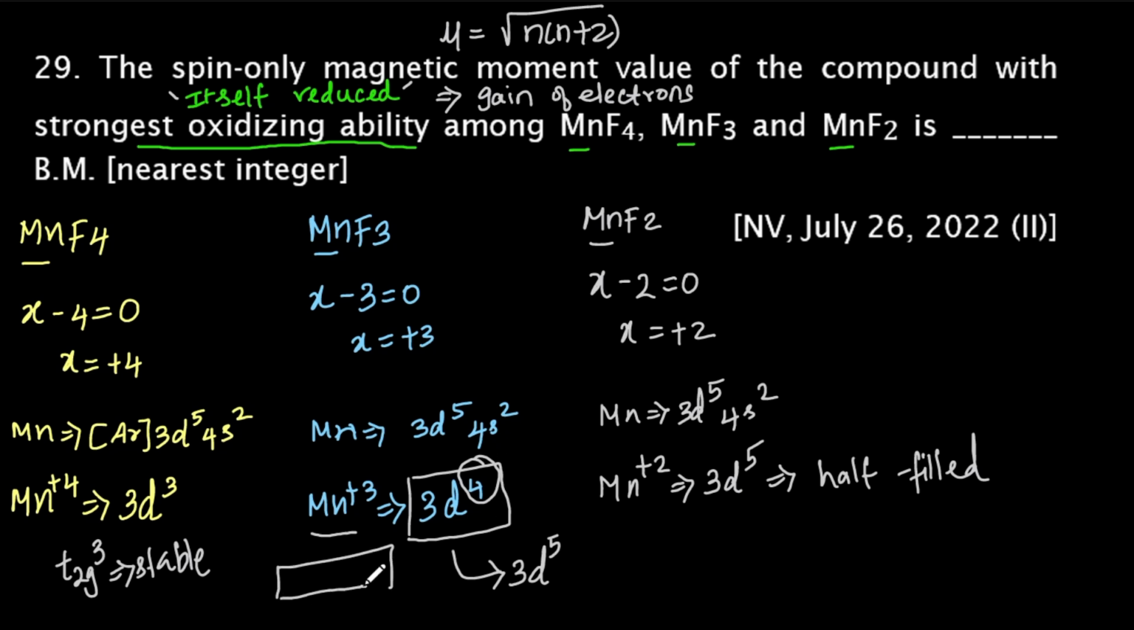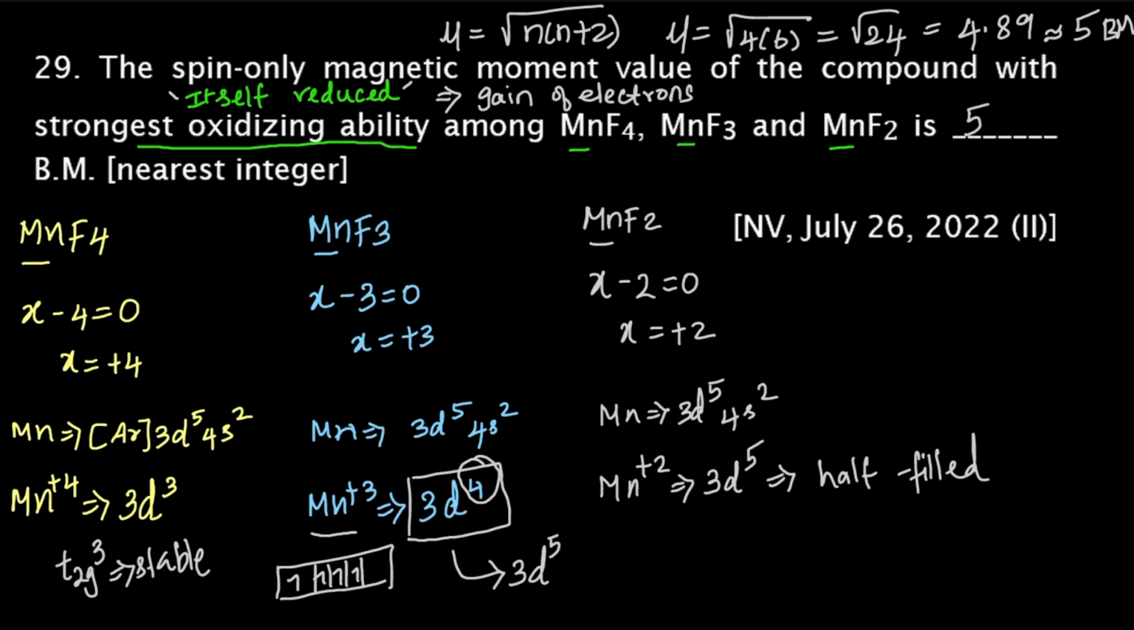So the number of unpaired electrons: 1, 2, 3, 4. 4 unpaired electrons are there. So mu is equal to root of 4 into 4 plus 2, which is 6, so root of 24. The answer is 4.89. And here they are asking the nearest integer, so we can round off this value to 5. So the answer is 5 BM. So in this question the answer is 5 BM.